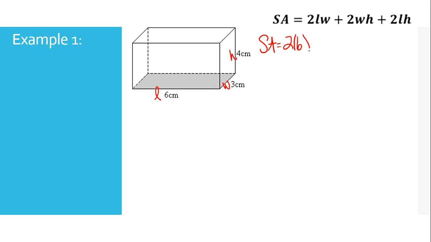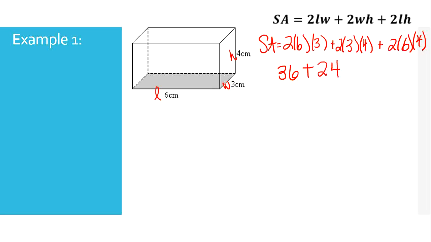L is 6 times W is 3, plus 2 times W, which was 3, and the height, which was 4, plus 2 times the length, which was 6, times the height, which was 4. So now you're just going to take into your calculator 2 times 6 times 3, which is 36. And then we're going to take 2 times 3 times 4, which is 24. And then 2 times 6 times 4 in our calculator is 48.